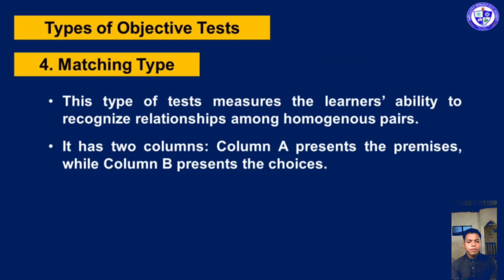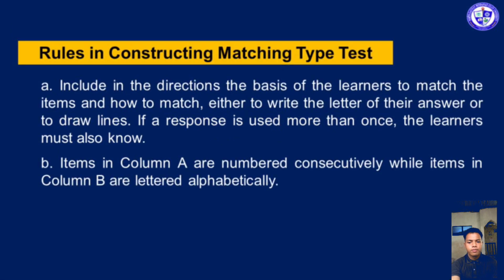Now, another type of objective test is the matching type. This type of test measures the learner's ability to recognize relationships among homogeneous pairs. It has two columns. Column A presents the premises, while column B presents the choices. So the rules in constructing matching type tests: first, include in the directions the basis for the learners to match items and how to match, either to write the letter of their answer or to draw lines. Second, items in column A are numbered consecutively, while items in column B are lettered alphabetically.